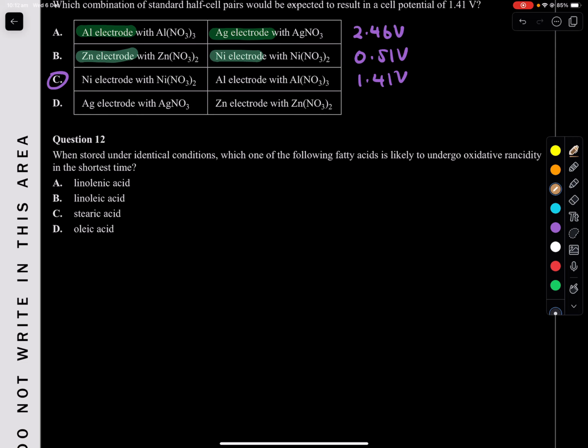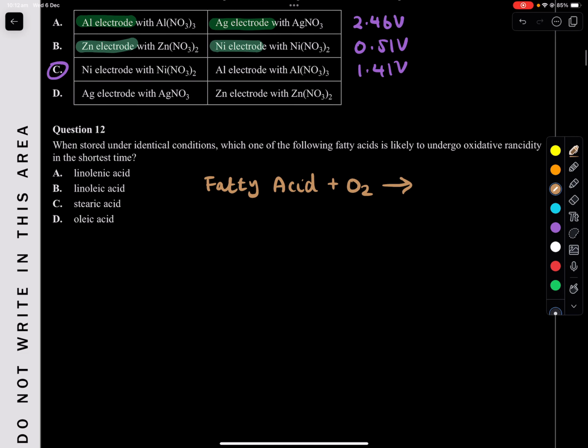So what it is, we take a fat, for example, a fatty acid, and it reacts with oxygen gas. And what does that do? It results in a ketone, normally like a ketone and an aldehyde. And if you don't know, ketones and aldehydes smell like rubbish. Yeah, some of them smell very bad. And why does oxygen reacting with that happen? I'll tell you how.